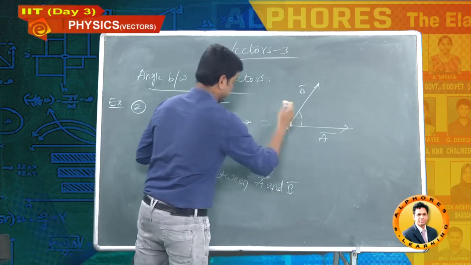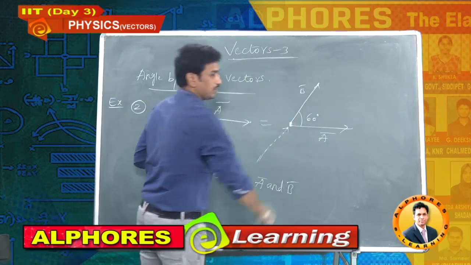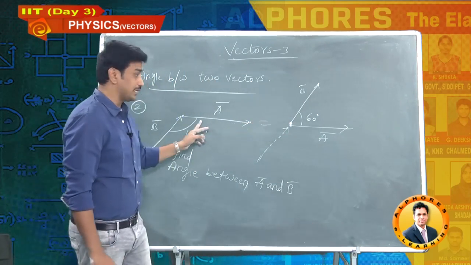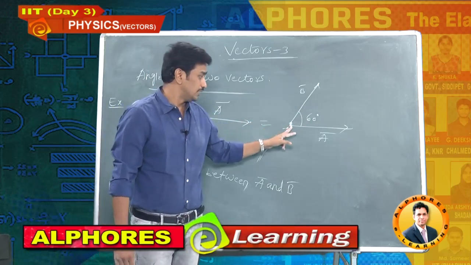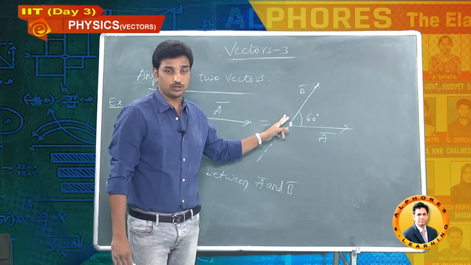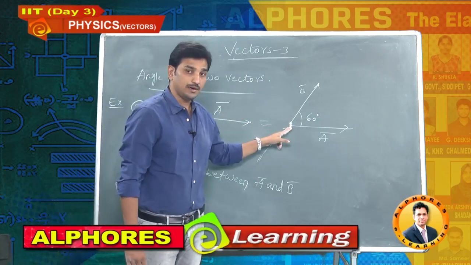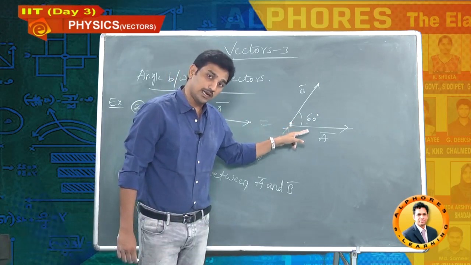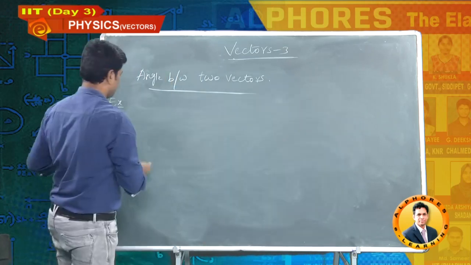Now what is the angle here? This is 120. What about this? 60. Now the angle between A bar and B bar is not 120. The angle between A bar and B bar is 60 because here we joined tails of two vectors. According to the concept of angle between two vectors, A bar tail and B bar tail both are joined. Now the angle between A bar and B bar is 60 degrees. It is not 120, it is 60 degrees.